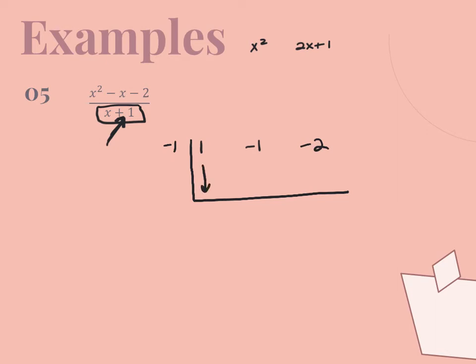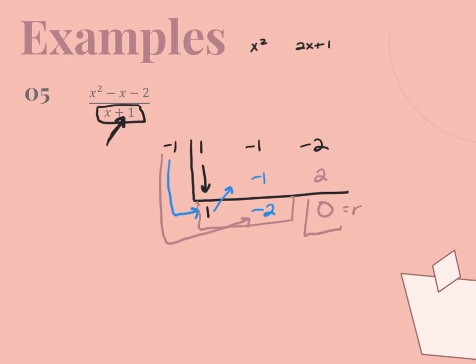Now I bring down the first term. It's a 1. I multiply what's on the outside by what's on the bottom. Negative 1 times 1 is negative 1. And I put it there. Multiply by what's on the outside on the bottom and put it in the next column. Now I add. Negative 1 and negative 1 is negative 2. Multiply by what's on the outside. Negative 1 times negative 2 is positive 2. Add. And I get 0. 0 is my remainder.